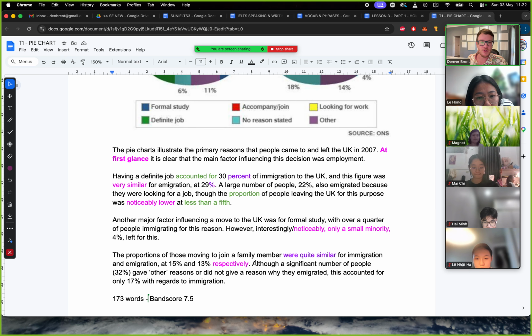Okay, and then here, although a significant number of people, 30%, gave other reasons or did not give a reason why they immigrated, this accounted for 17% with regards to immigration. You got it?